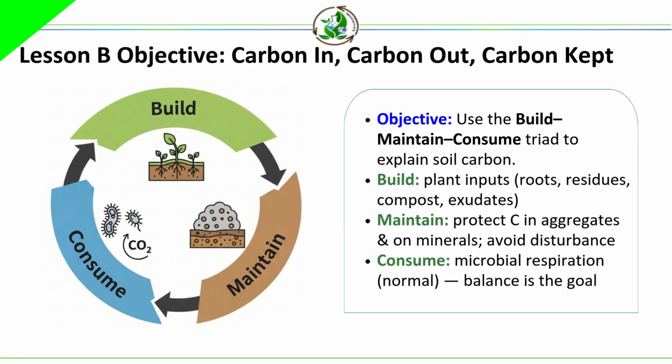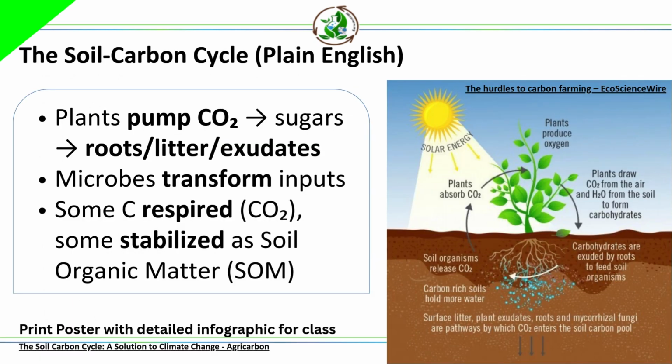And how might adjusting them help the soil store more carbon? Here's the soil carbon cycle. Plants pull CO2 from the air via photosynthesis and make sugars. Some of those sugars go to the roots, some fall as litter. Some exude into the soil, feeding soil microbes. The microbes eat this carbon. They respire a bit back to CO2 and use some to grow.